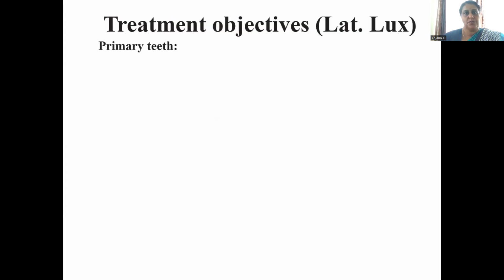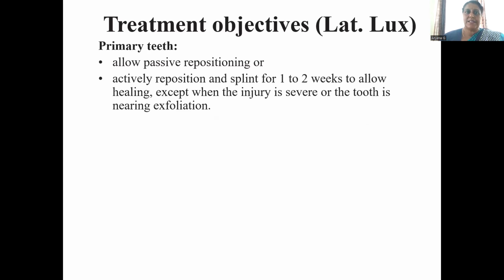Treatment objective, in case of primary teeth, is to allow passive repositioning if it is very mild, or actively reposition and splint for 1 to 2 weeks to allow healing, except when the injury is severe or the tooth is nearing exfoliation, in which case you will extract the tooth. So if it is minimal, you can allow passive repositioning, or if it is not minimal displacement, then you can actively reposition with finger pressure and splint it for 1 to 2 weeks for healing.